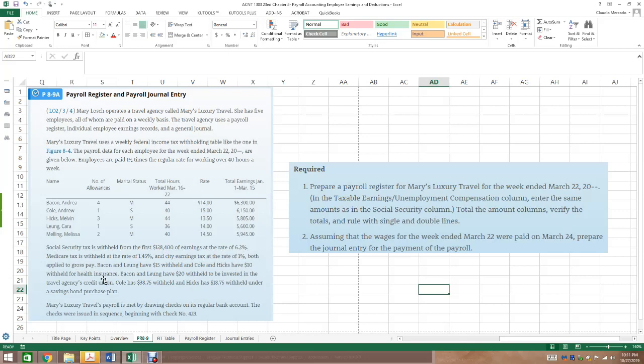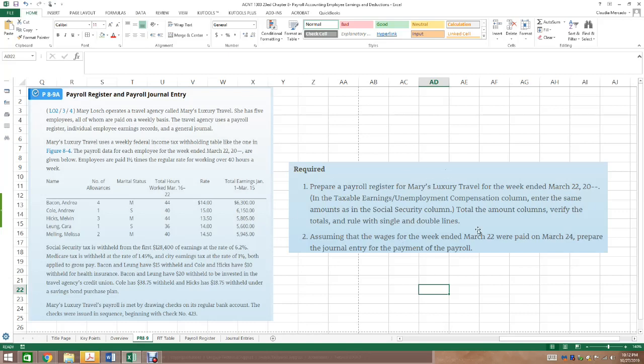Now it's telling you that Bacon and Loom have $15 withheld, and Coal and Cakes have $10 withheld for health insurance. It says Bacon and Loom have $20 withheld to be invested in the travel agency's credit union. Coal has $38.75 withheld, and Hicks has $18.75 withheld under a savings bond purchase plan. Mary's Luxury Travel's payroll is met by drawing checks on its regular bank account. That's how they pay the employees, with their bank account. The checks were issued in sequence, beginning with check number 423.